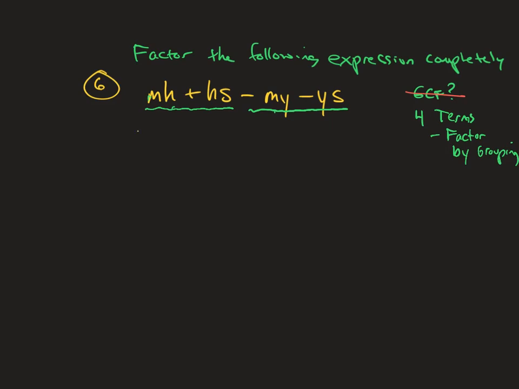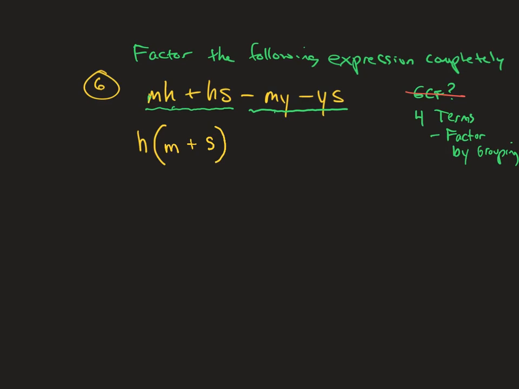Here we can take out an H out of the first term, and then put a parentheses, and then write what's left when you take that out. With this first term, when we take an H out, we're left with an M. With the second term, when we take H out, we're left with an S.